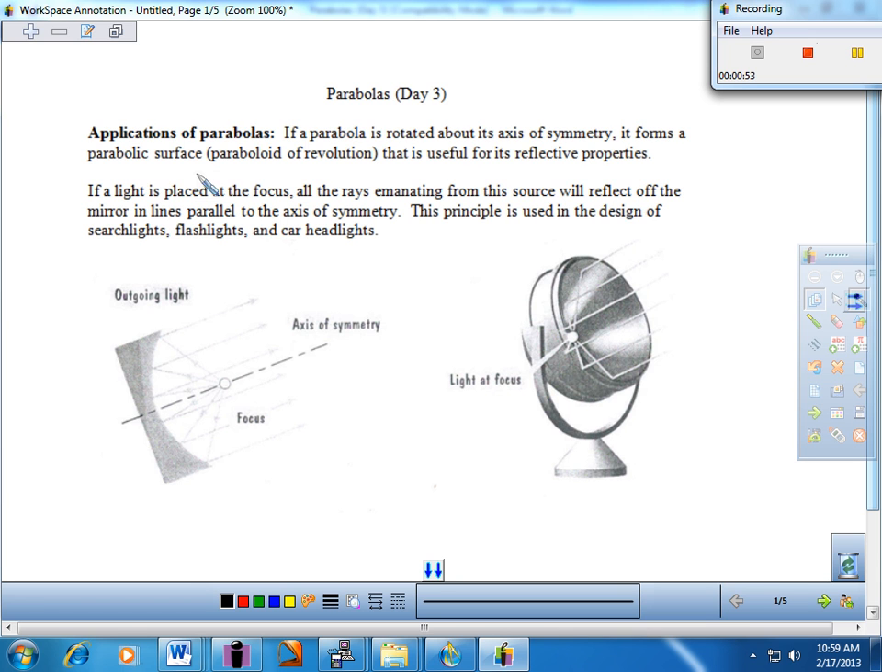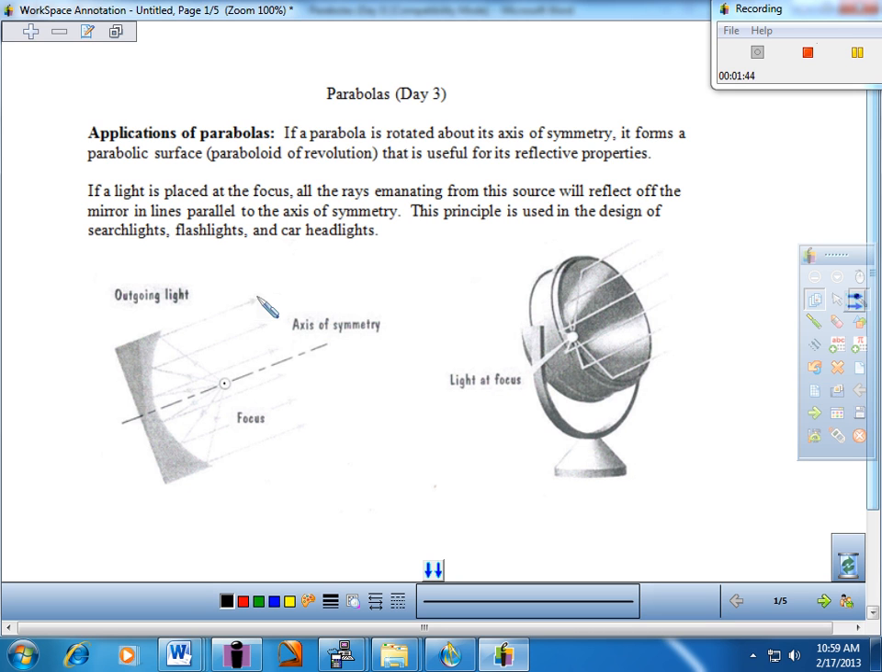It says, if a light is placed at the focus, all the rays emanating from this source will reflect off the mirror in lines parallel to the axis of symmetry. And this principle is used in the design of searchlights, flashlights, and car headlights, etc. So what we have here is the bulb placed right here at the focus, and the rays bounce off the parabolic surface and out here parallel to the axis of symmetry, kind of like that.